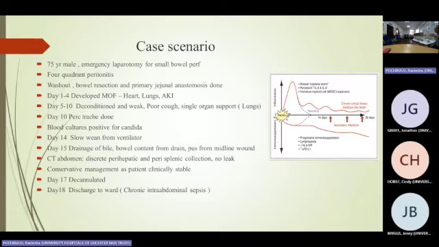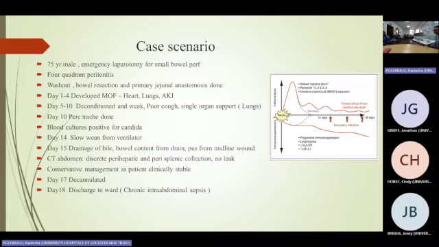But we did do a CT scan around that point, and it showed discrete collections around the liver and around the spleen. But the jejunal anastomosis was intact. So the surgeons and us, both of us, felt that given the patient was already deconditioned and clinically unwell, we should just carry on conservative management with continuation of antibiotic therapy.